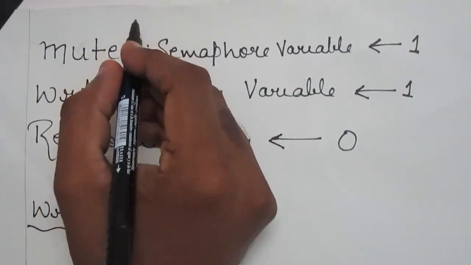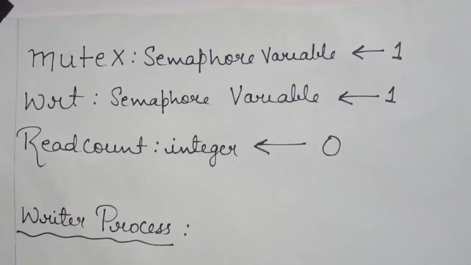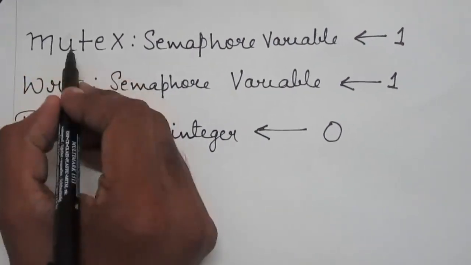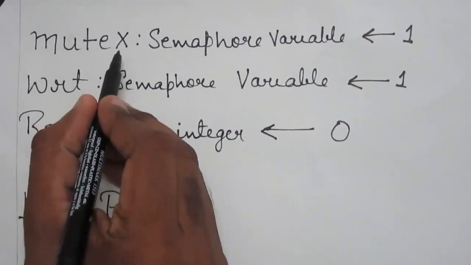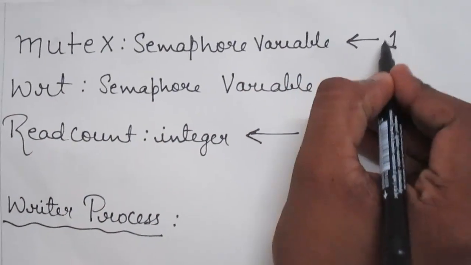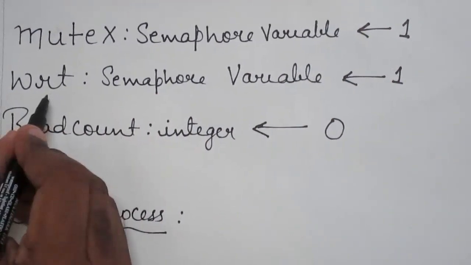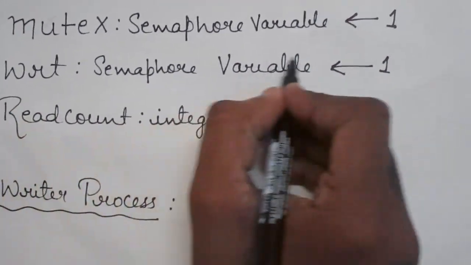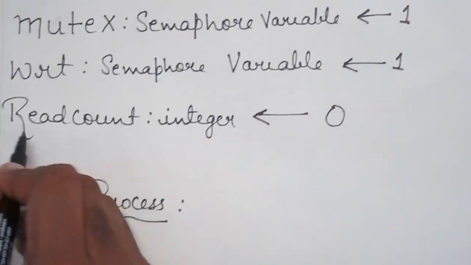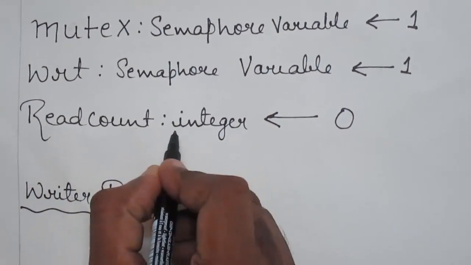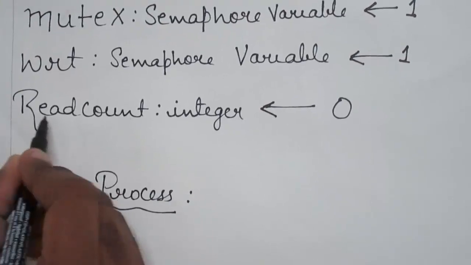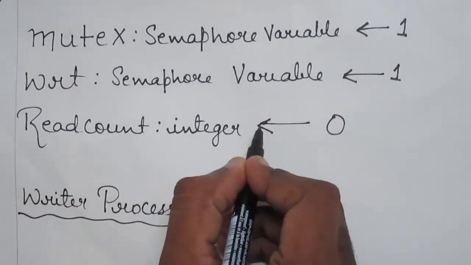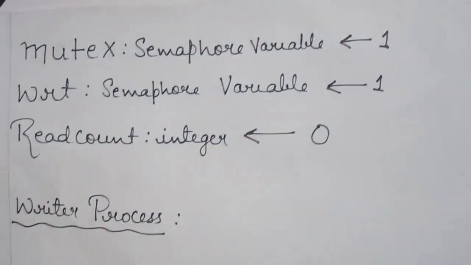In solving this problem using semaphore variables, we see here that we are using 2 semaphore variables. The first semaphore variable is mutex, which has been initialized to 1. The second semaphore variable is write, which has also been initialized to 1. And the third variable is an integer variable named read count, which is initially set to 0.